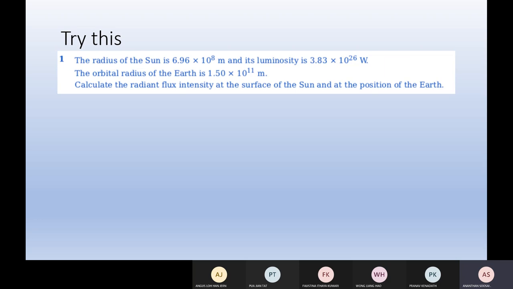Find the radial flux intensity, using your whole knowledge of intensity. For the intensity at the surface of the sun and at the surface of the Earth, of course, the flux intensity will be higher at the surface of the sun, right? How do you find intensity? The luminosity divided by the area, right?